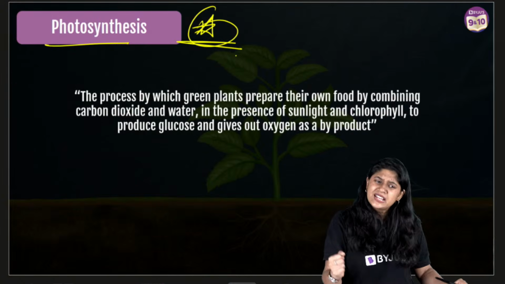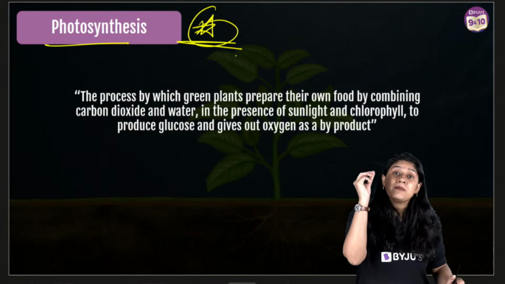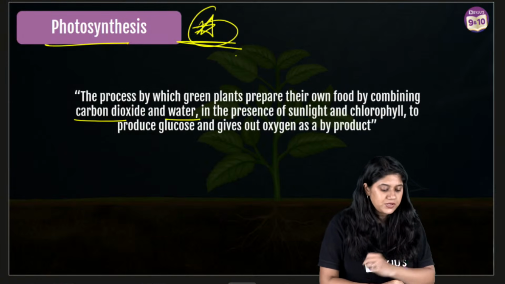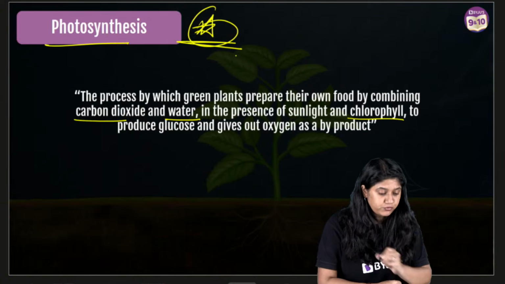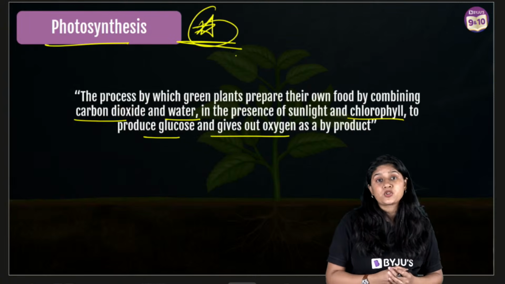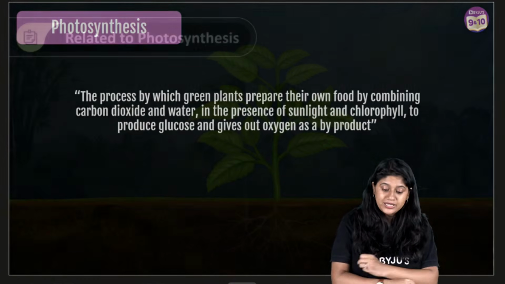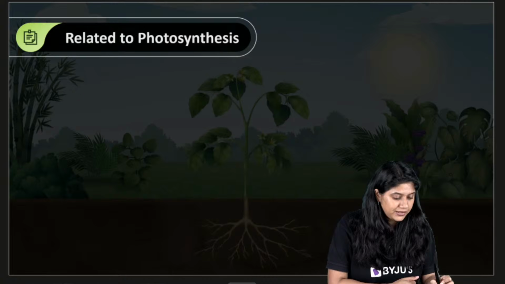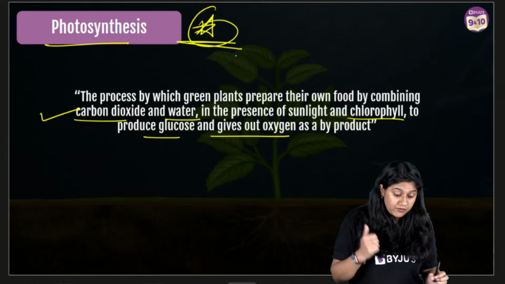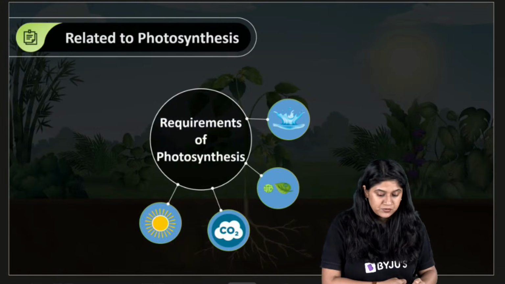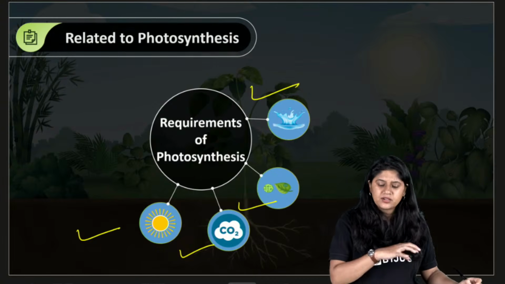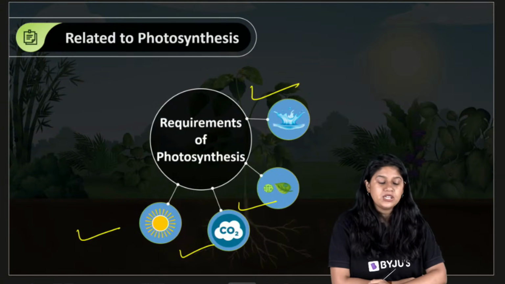What is photosynthesis? In very simple words, photosynthesis is the process by which plants make their own food by using carbon dioxide from the atmosphere, water from the soil, in the presence of sunlight, and in chlorophyll. They produce glucose and give out oxygen as a product. That is the process of photosynthesis. What they need is carbon dioxide, water, sunlight, and chlorophyll. Some of the other important factors in photosynthesis are sunlight, CO2, humidity, and the water that is there. These are the important requirements of photosynthesis.